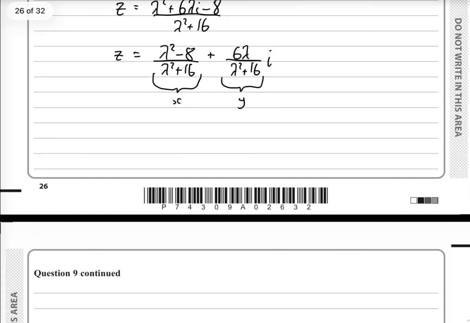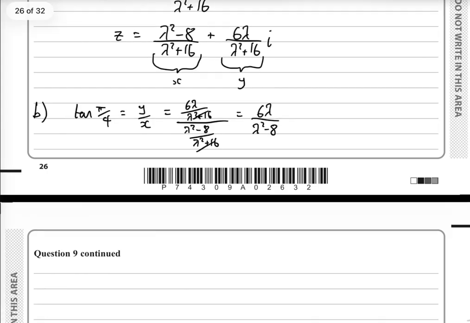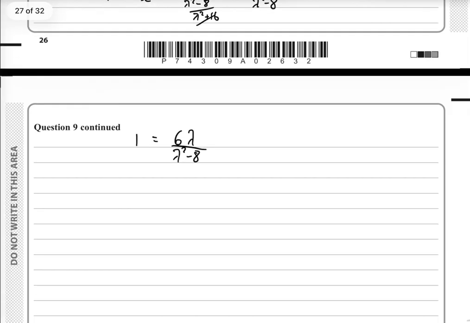So coming down here, part B, tan of pi by 4 is equal to y over x, initially, checking the diagram later, and that is 6 lambda over lambda squared plus 16 over lambda squared minus 8 over lambda squared plus 16. The denominators cancel, and that gives us 6 lambda over lambda squared minus 8. And on the left of all of that, tan pi by 4 is equal to 1. So 1 is equal to 6 lambda over lambda squared minus 8. Multiply that across, lambda squared minus 8 is equal to 6 lambda.